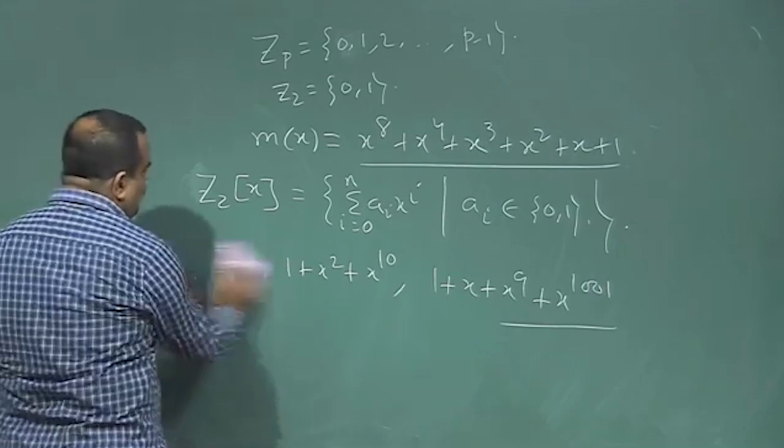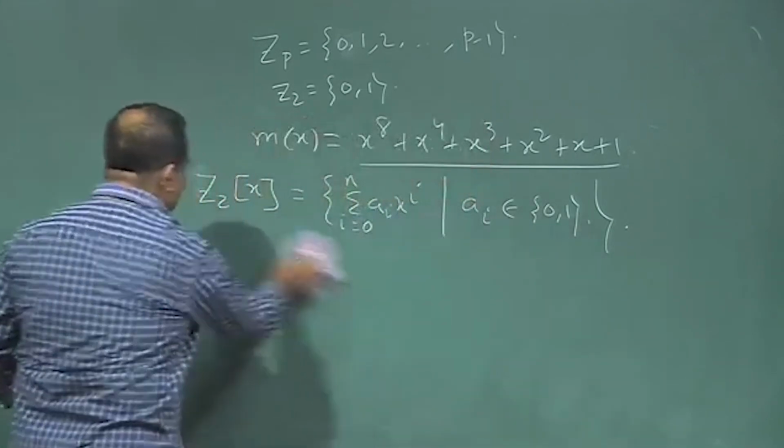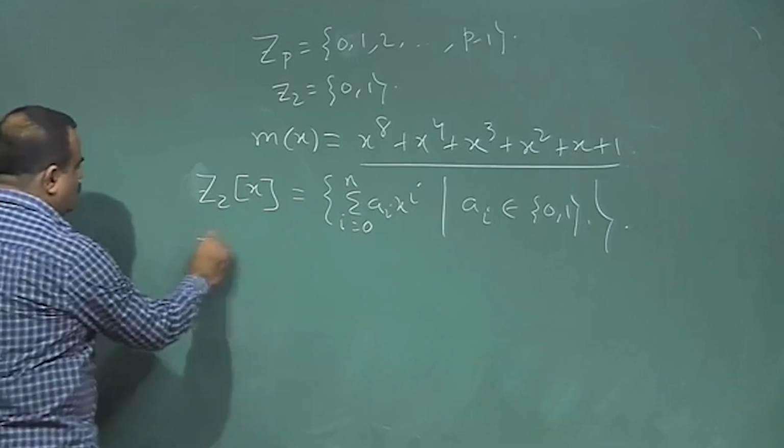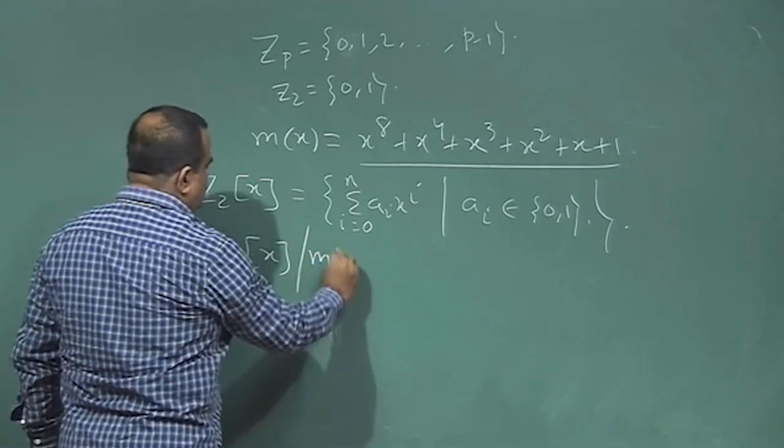Now, we take the modulo of this polynomial set by the irreducible polynomial. So, we take Z_2[x] modulo m(x).